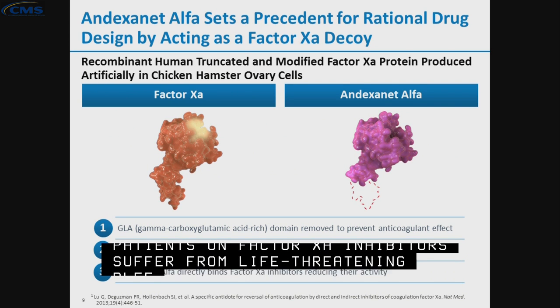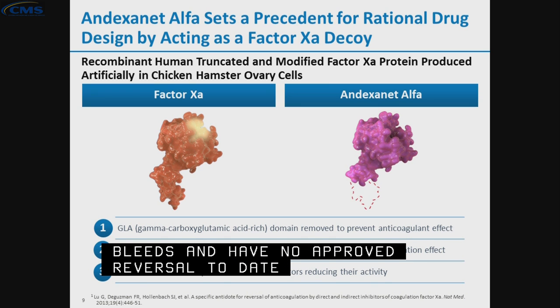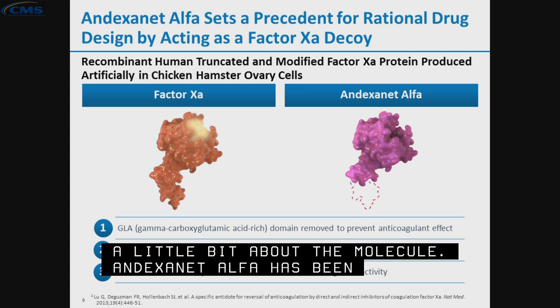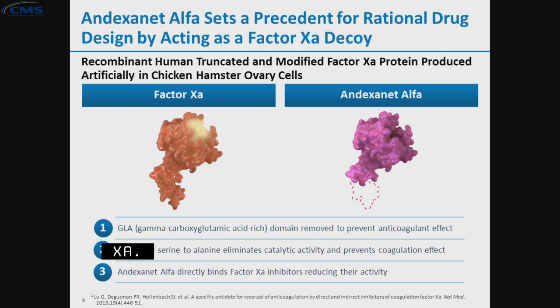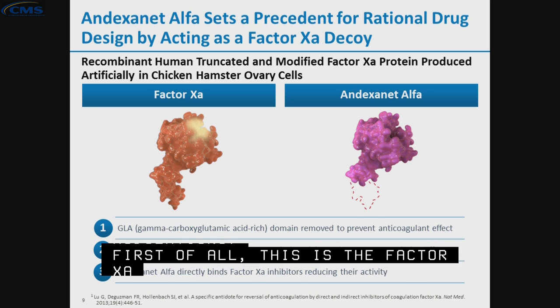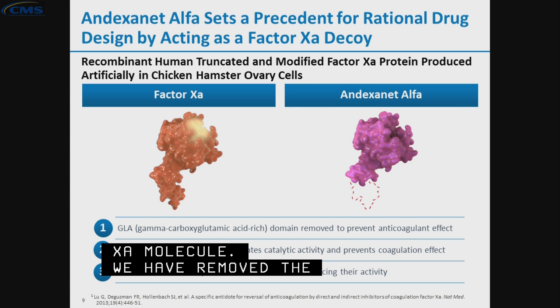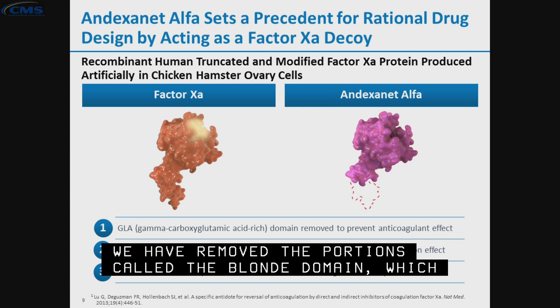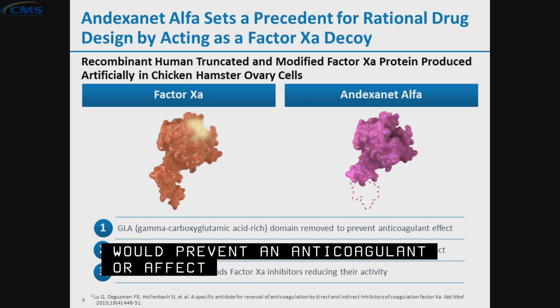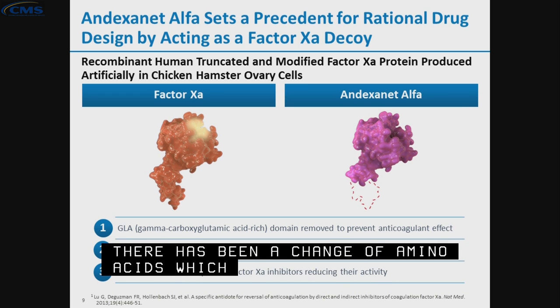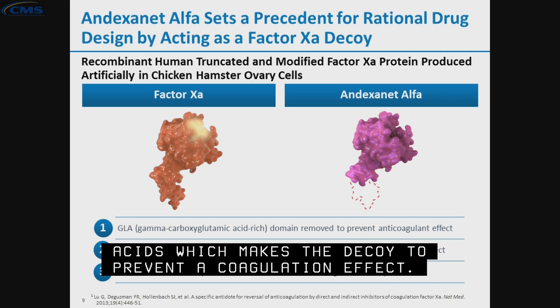A little bit about the molecule itself. Andexanet alfa has been designed to look as a decoy for factor 10A, but with some critical modulations. First of all, this is the factor 10A molecule itself, which is active in the coagulation cascade. We've removed a portion, called the GLA domain, to prevent an anticoagulant effect. Secondly, there's been a change of a single amino acid from serine to alanine, which makes the decoy no longer have a catalytic effect and therefore prevents a coagulation effect. And finally, andexanet alfa directly binds factor 10A inhibitors, reducing their activity.